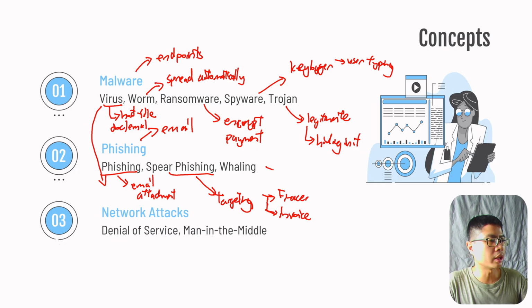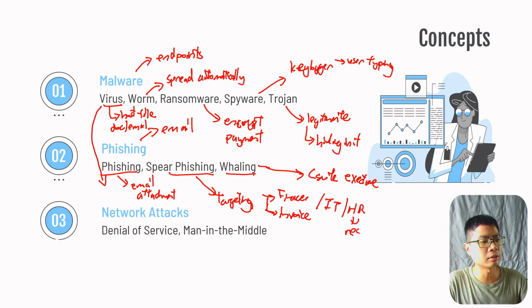And when we look at whaling, this is something that is targeting the big fishes, or rather, let's say, the C-suite executives. So these are all the different forms of phishing. There's the normal generic ones. There is spear phishing, which could target an employee in finance or IT, or HR. They could send resumes in, and so this is an example of spear phishing. And finally, whaling is something that targets the executives, the C-suite and the leadership of the company.